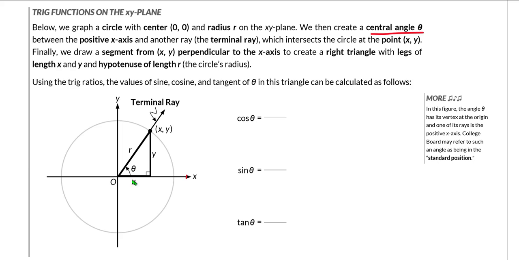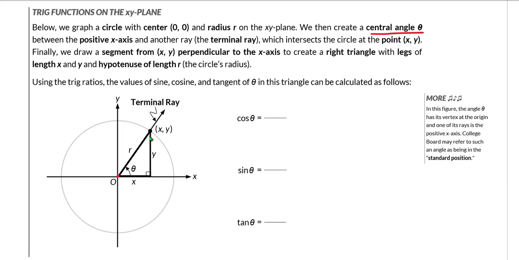So again, we've got this circle centered at the origin, it's got a radius of r, and now what we have done is we've created a central angle in this circle by rotating a ray away from the positive x-axis and landing at some point here in the first quadrant.